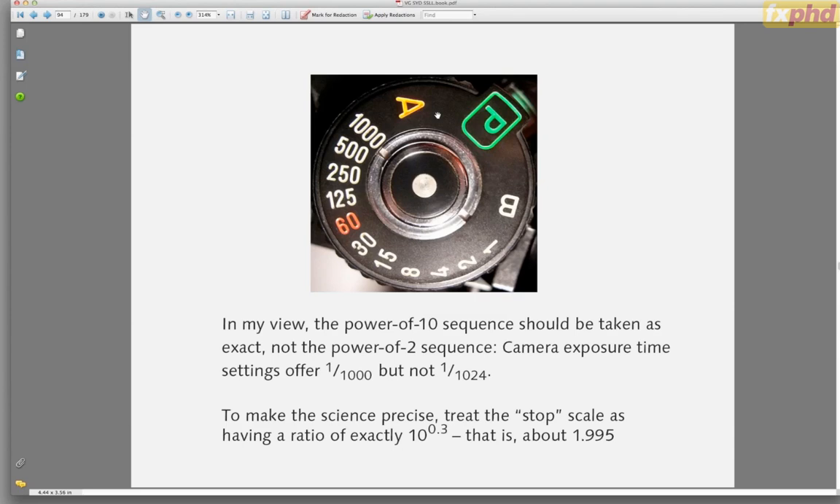I mean, obviously, in a conventional focal plane shutter, the tolerances aren't tight enough that you would be able to tell the difference. And in a conventional photographic light meter, the tolerances are also not close enough that you'd be able to tell the difference. But I think this is just a useful idea for you.